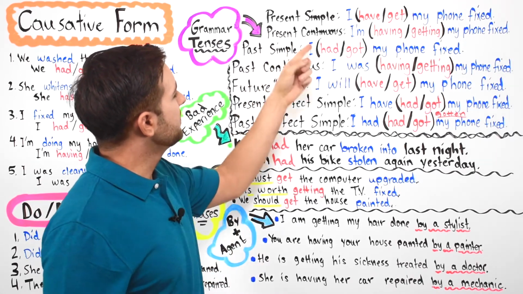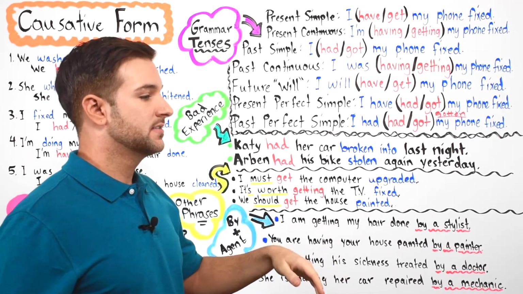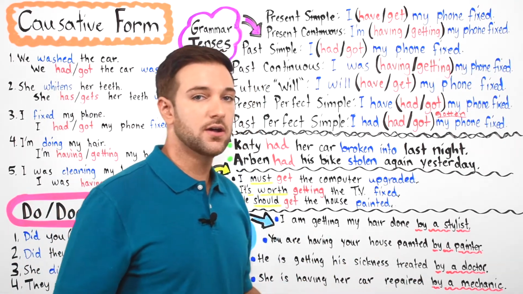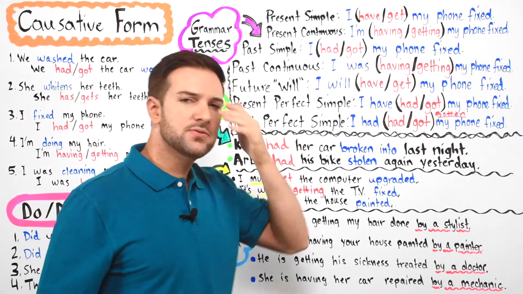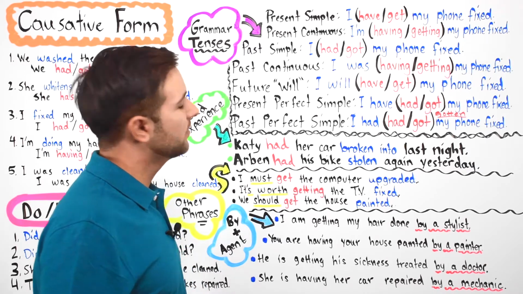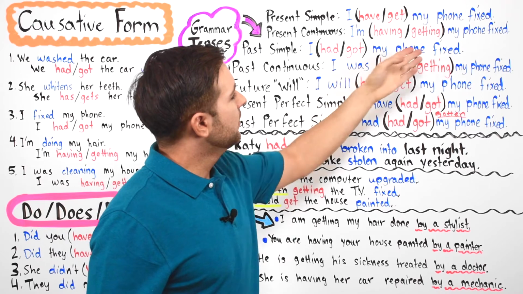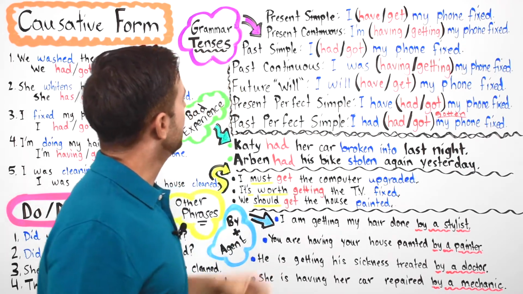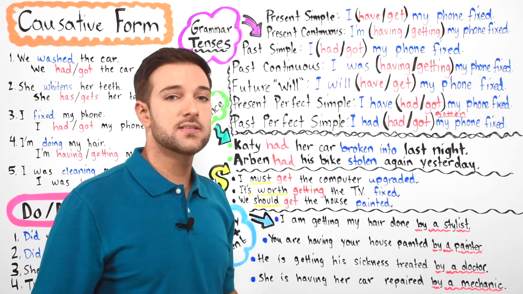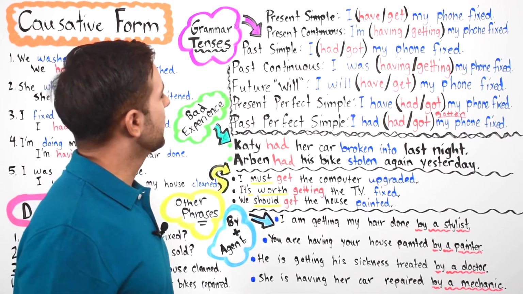All right, now we have the present continuous tense, right? When we want to talk about something that is ongoing, okay? The action is still in the process of going on, okay? The present continuous tense we learned, this was in lesson 13, okay? It says, I'm having or getting my phone fixed. And then we have the past simple tense, okay? The past simple tense, we learned this in lesson 17. I had my phone fixed, or I got my phone fixed.